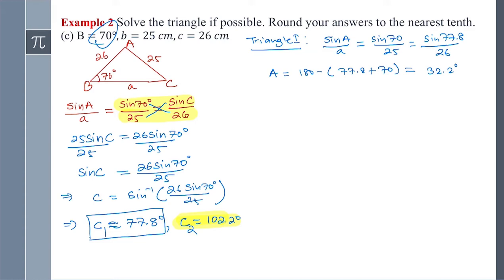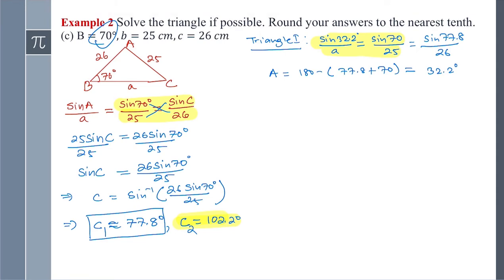So angle A in the first case is 32.2 degrees. So instead of writing A, I'm going to write sine 32.2 over A. So all we need to do is, from the first one, find A. So what I'm going to do is take these two, do the cross multiplication, and then find A. Okay, so let's go ahead and do that.